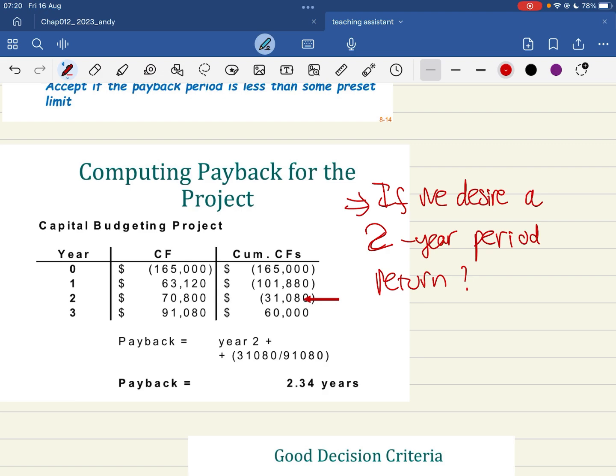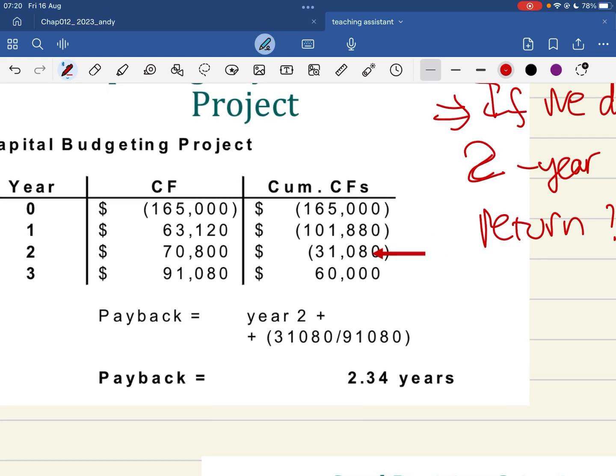But for the payback period, how do we compute it? Here, the answers say year 2 plus 31,080 divided by 91,080. So why do you start from year number 2? Why do you use 31,080?